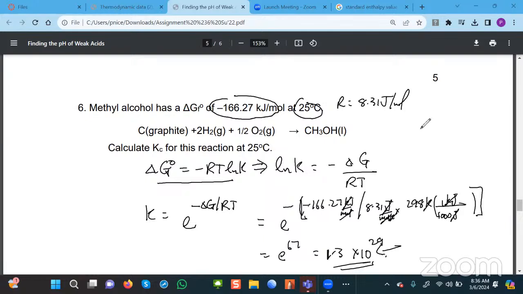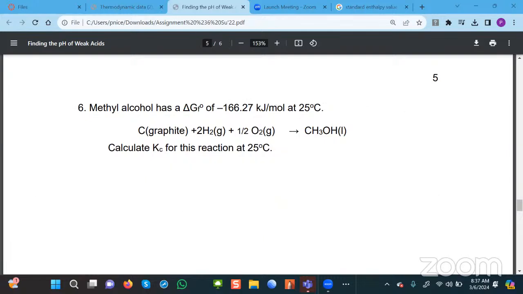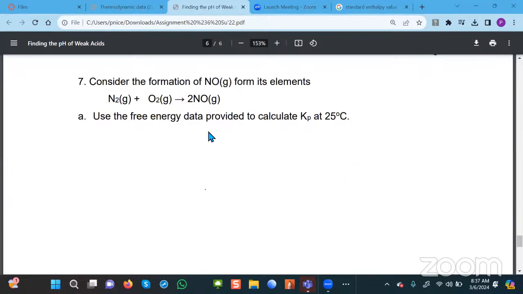Okay, can I clear this? Okay, scrolling down. Okay, now this one, it says consider the formation of NO from its elements, and it gives you the equation. Use the free energy data provided to calculate Kp.